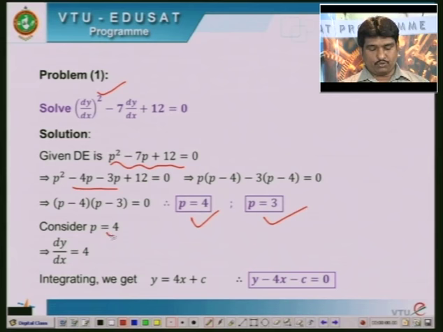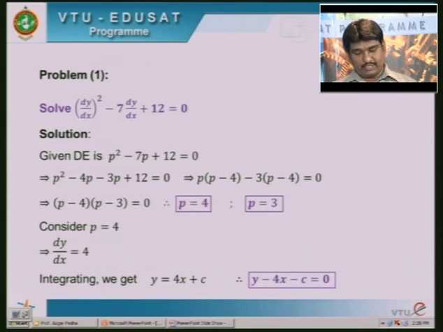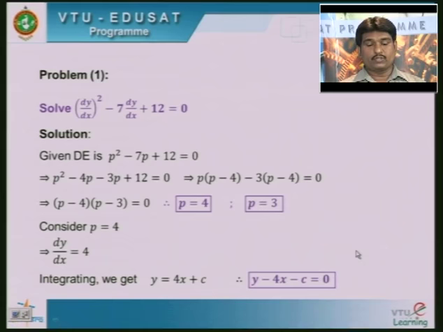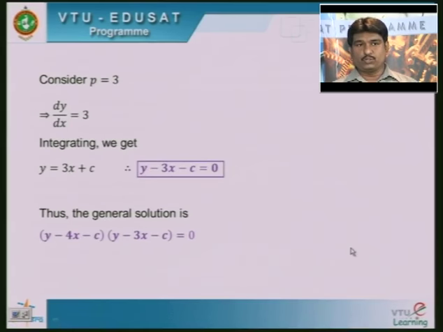Consider p equals 4. You know that p is dy by dx. dy by dx equals 4 is first order and the RHS is constant, so you can easily get its solution by direct integration. You integrate it to get the solution y equals 4x plus c. Therefore, y minus 4x minus c equals 0 is the solution of p equals 4. Consider p equals 3.